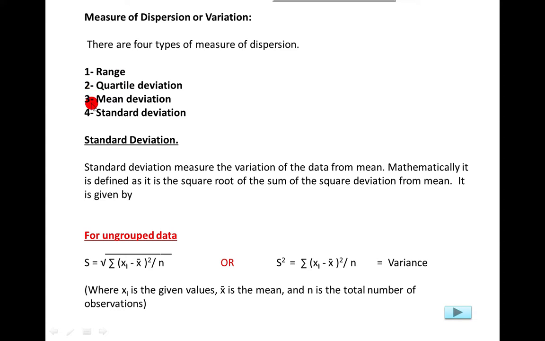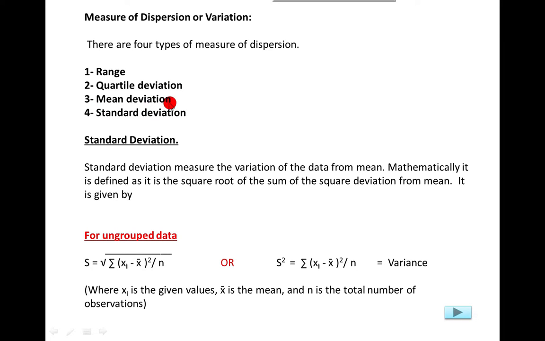Number second and number third are not included in your syllabus. Quartile deviation, quarter means 1/4. In quartile, we divide the data into 4 equal parts. And you know that in median, we divide the data into 2 equal parts, same as in quartiles, we divide the data into 4 equal parts. But quartiles are not included in your syllabus. In quartile division, we use the quartiles. So this quartile division is also not included in your syllabus.